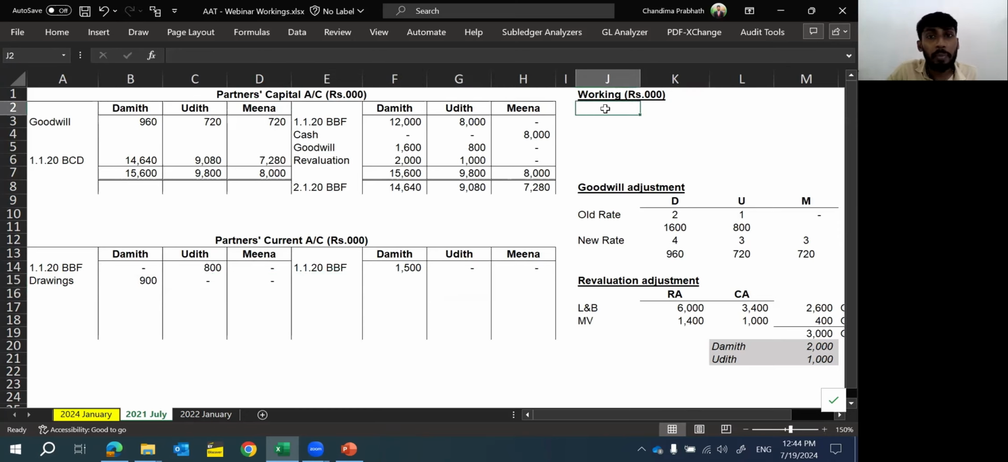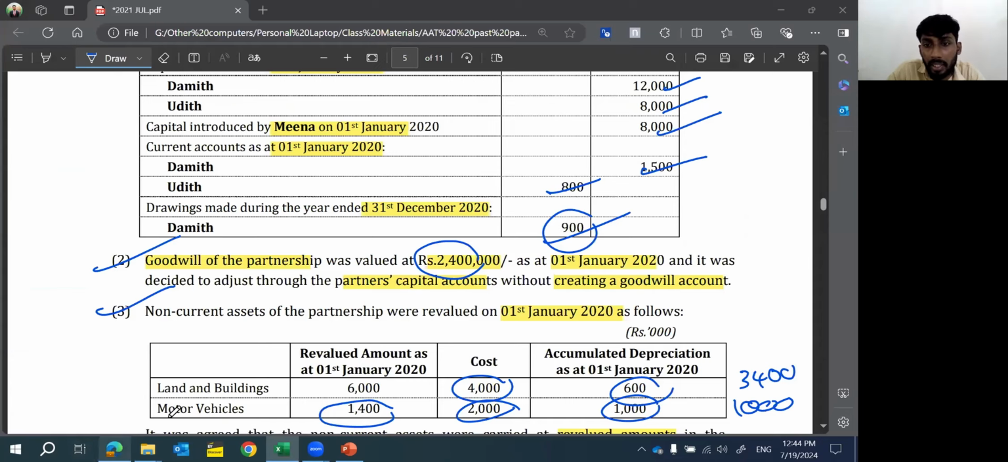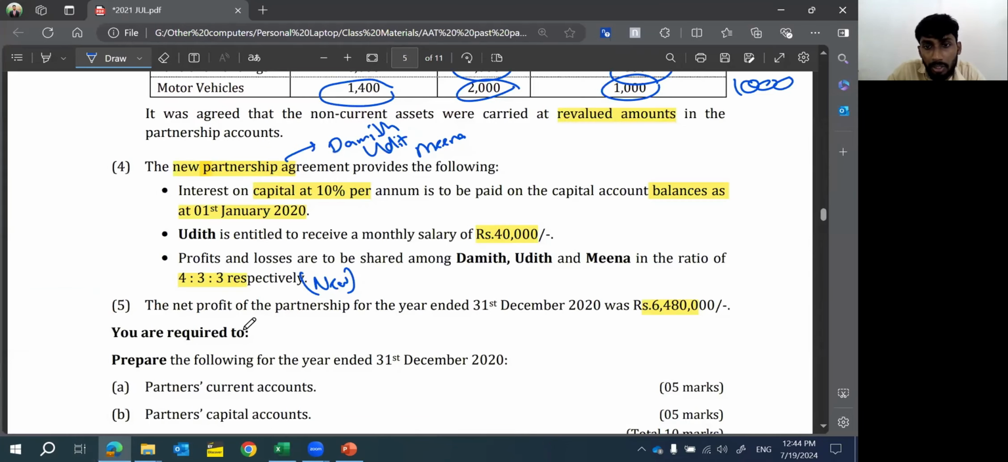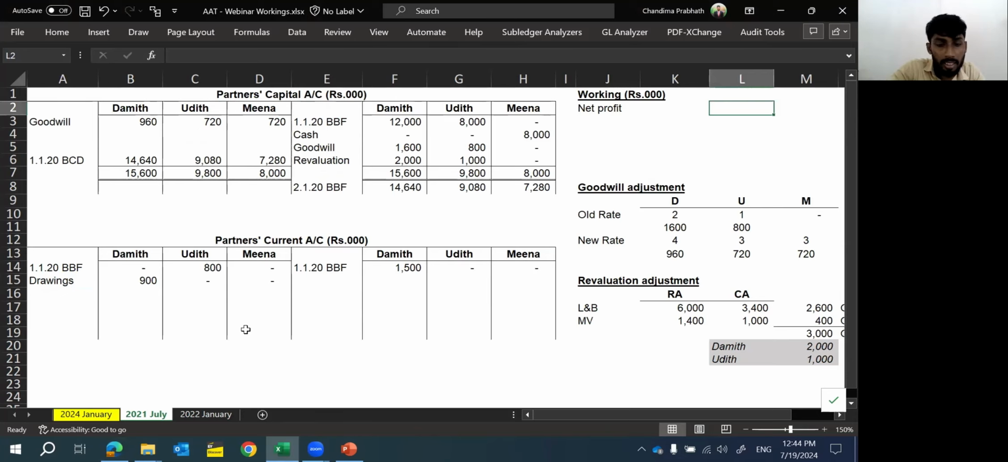Now I have to split the profit, appropriate the profit. So let's see how I am going to do it. I'm going to do it in a summarized manner. Net profit. Net profit given in the question, if you see, is 6,480.